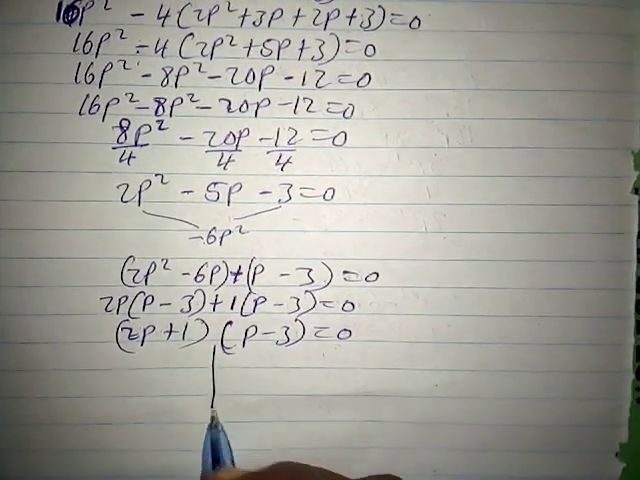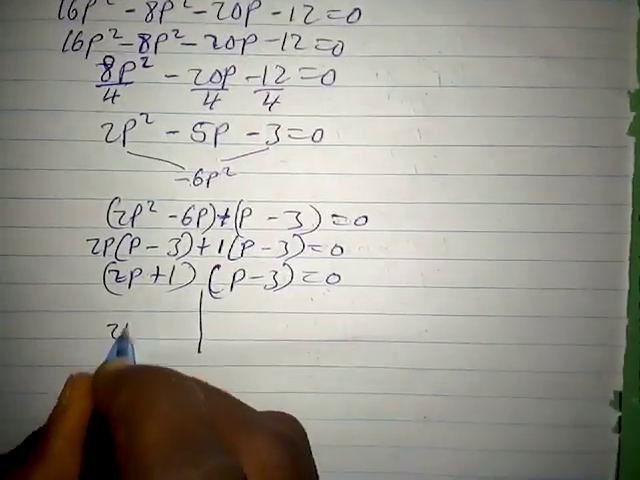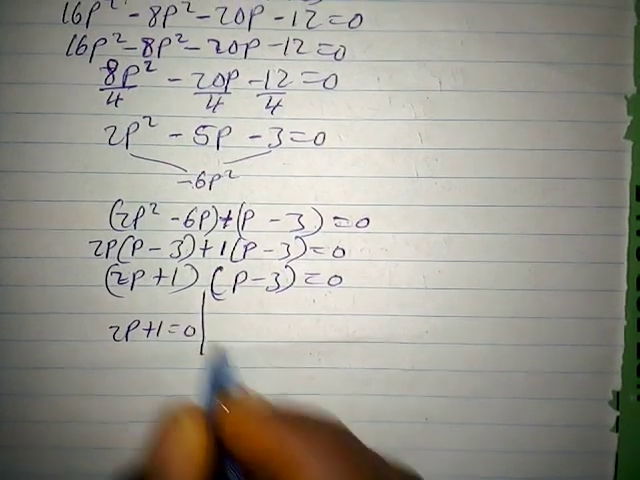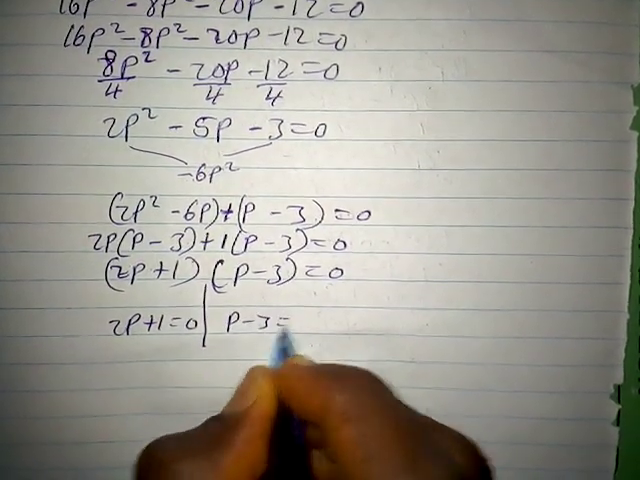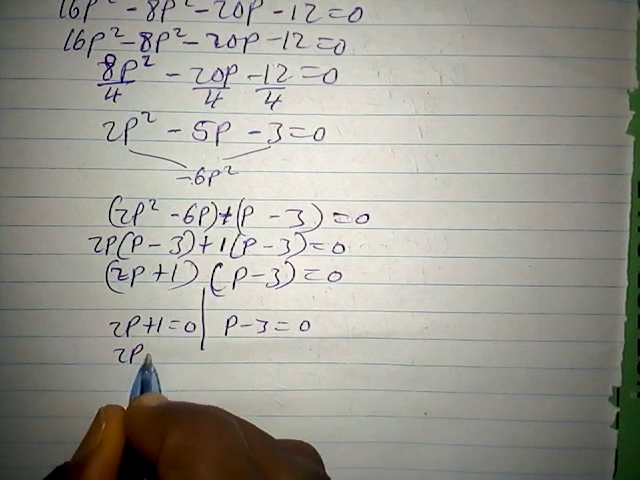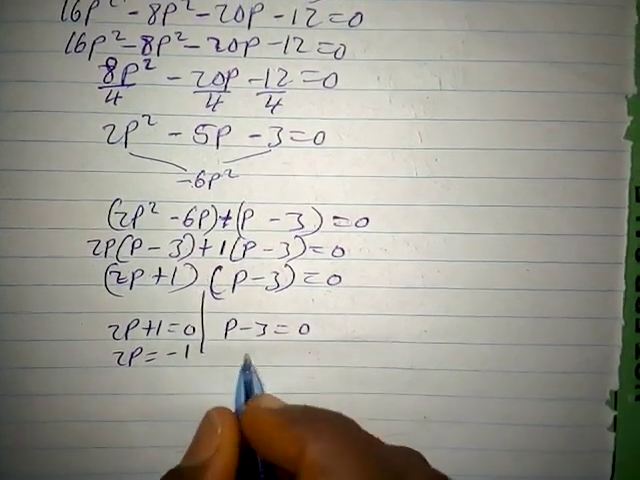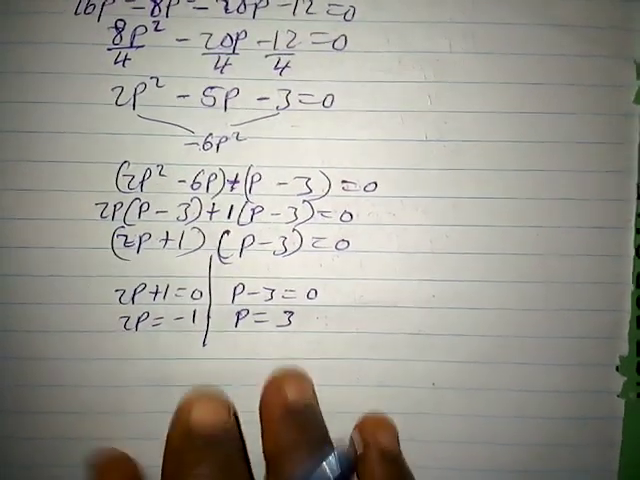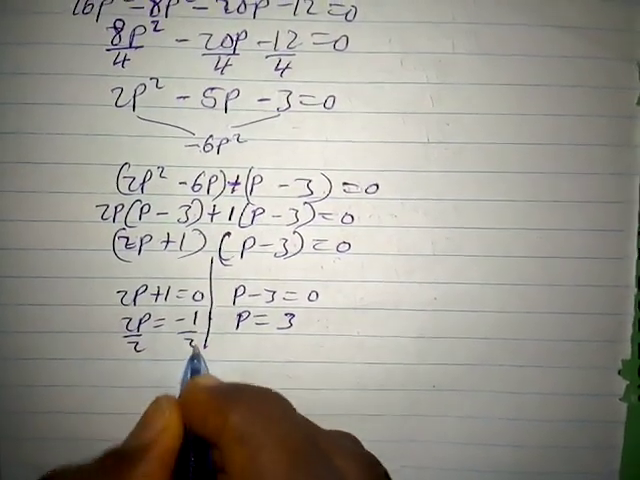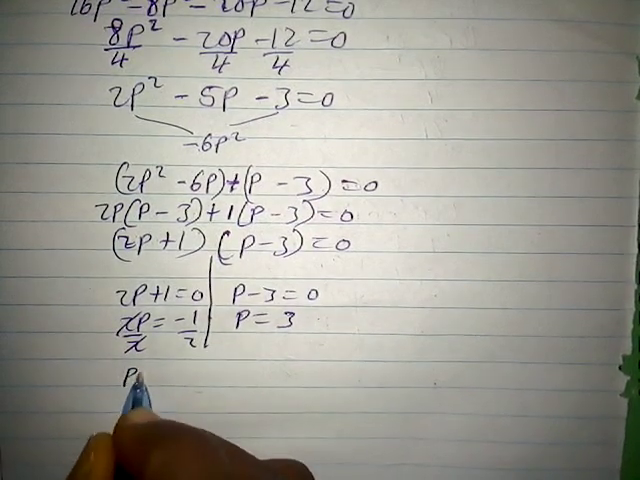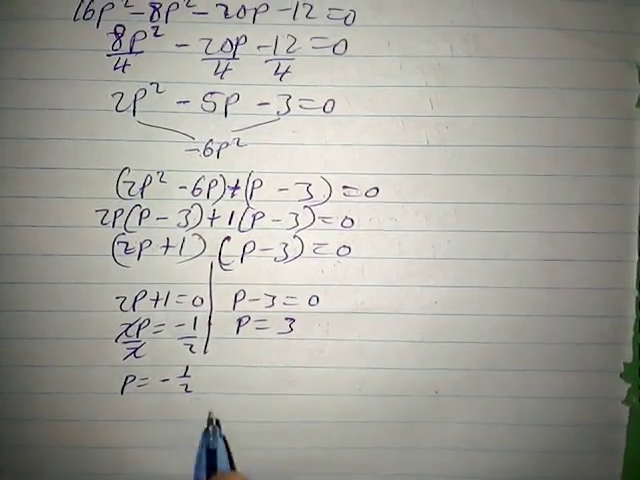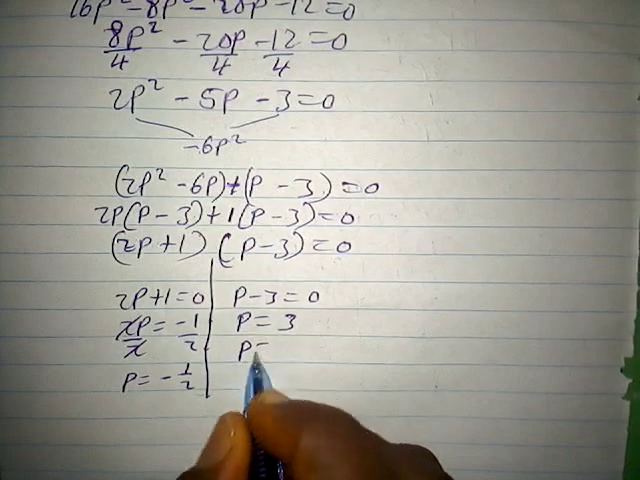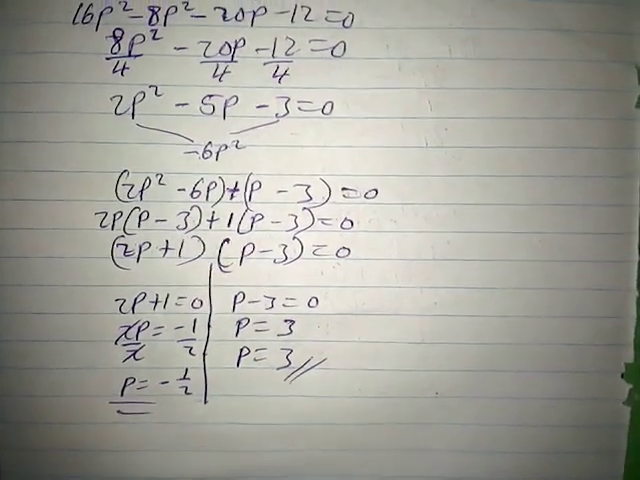What are we going to do? We equate them. So 2p plus 1 equals to 0, and p minus 3 is equals to 0. So 2p is equals to minus 1, and here p is equals to 3, right? Divide here by 2, divide here by 2. This cancels this. So p is equals to minus 1 upon 2. Here p is equals to 3. These are the two answers, right?